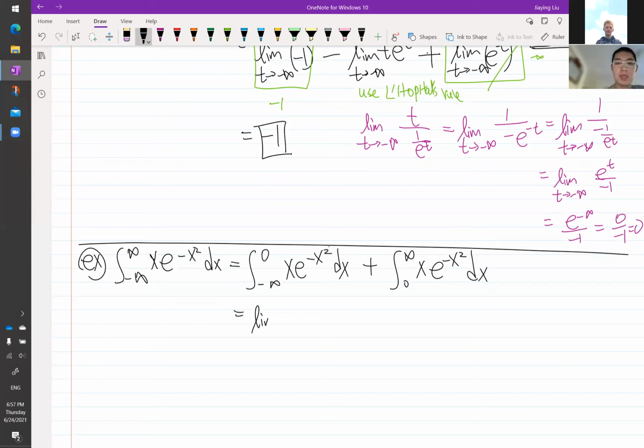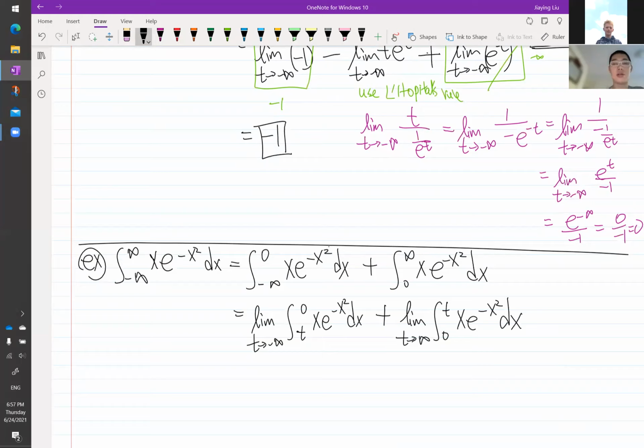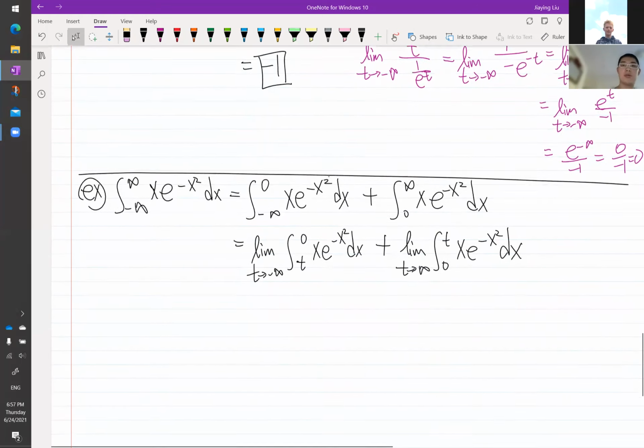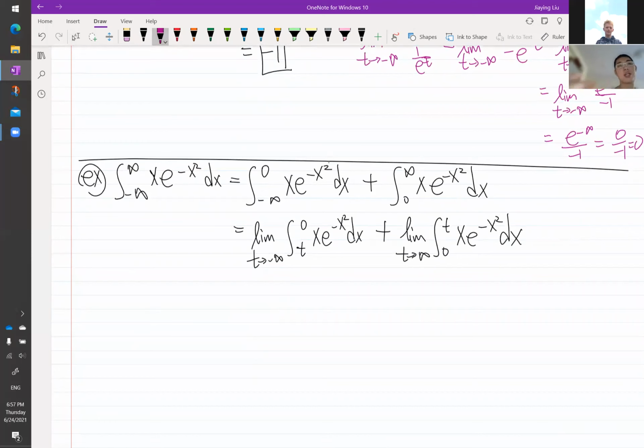So the first one is the limit as t goes to negative infinity of the integral from t to 0 of x e to the negative x squared dx. The second one is the limit as t goes to positive infinity of the integral from 0 to t of x e to the negative x squared dx. The integral part looks very similar, so when we find the antiderivative, we can be a little bit lazy. Let's just focus on this part.